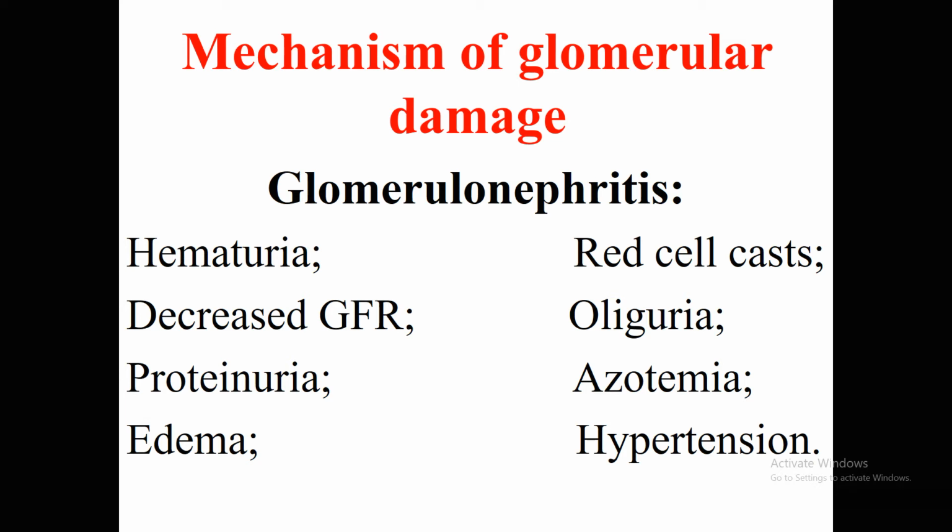This slide presents the change in the glomerular function, in the kidney function in general, due to damage to the glomeruli and production of glomerulonephritis. They are known as nephritic syndrome. In nephritic syndrome, hematuria and even red cell casts are present in the urine, decreased glomerular filtration rate, and oliguria, proteinuria, azotemia, edema, and hypertension because of retention of substances normally being excreted, especially sodium and water, and hypervolemia production.